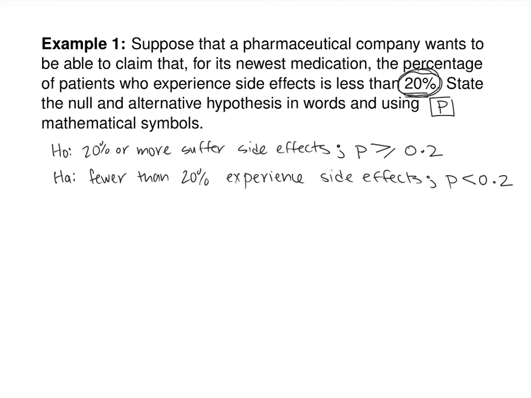This is an example of something called a one-sided hypothesis test, or HT for hypothesis test. That's because of the inequality going one way. We'll have this other option, not equal to, and that's a two-sided test.